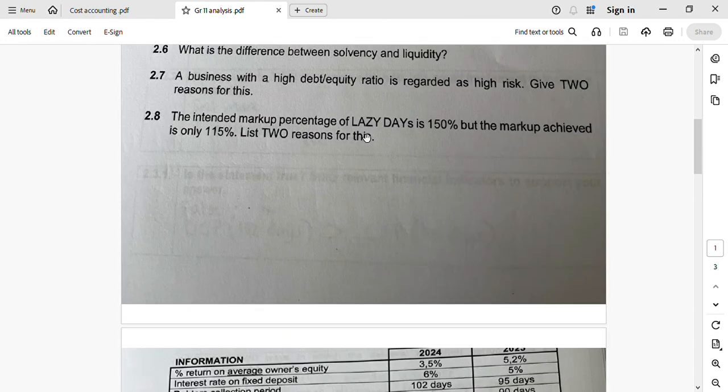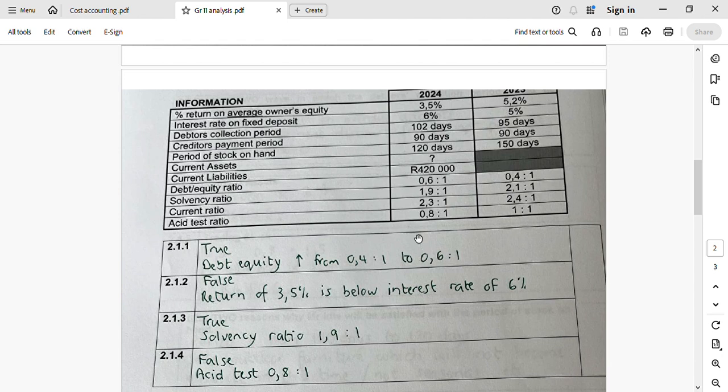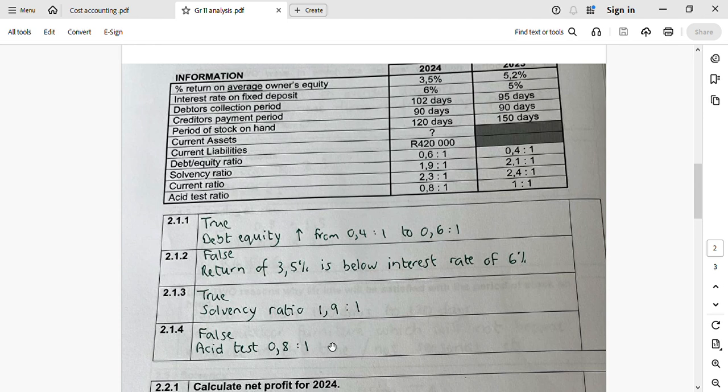And then the last one here, the business can repay current liabilities without selling stock. You need to look at your asset test ratio. Your current ratio, which includes trading stock, is 2.3:1, but when you exclude trading stock to get to your asset test ratio, it's less than 1:1. You're left here with debtors and cash. If you take all your money from your bank and all your debtors pay you back, for every 1 rand of current liabilities, those two things combined is only 80 cents. So that statement is false because your asset test ratio is below 1:1.